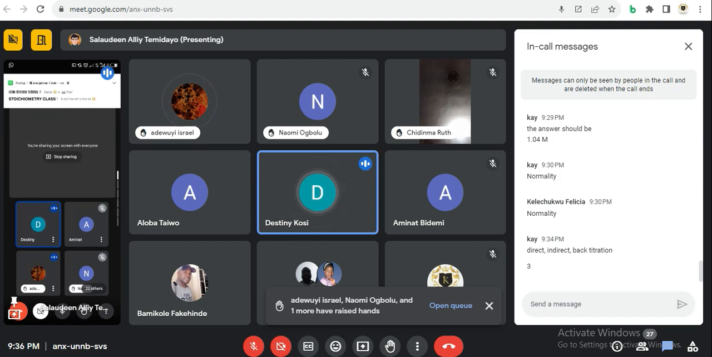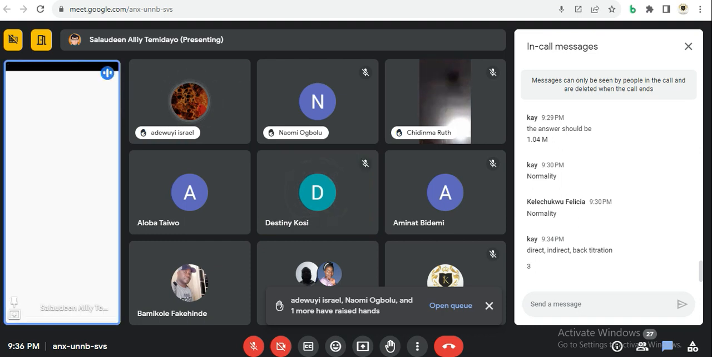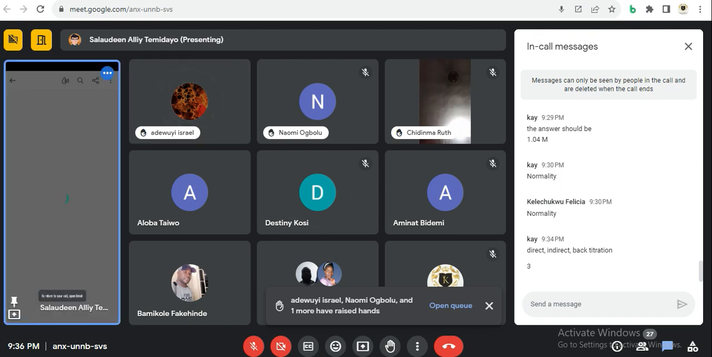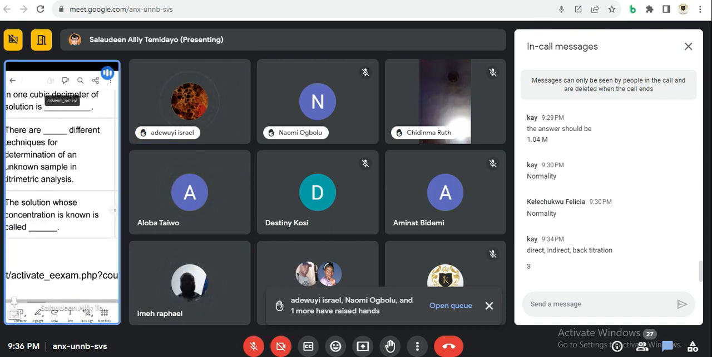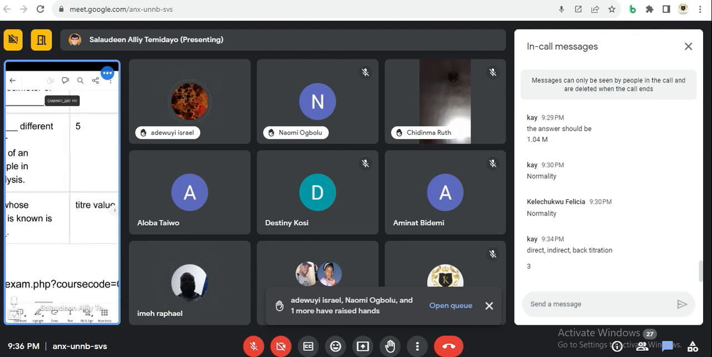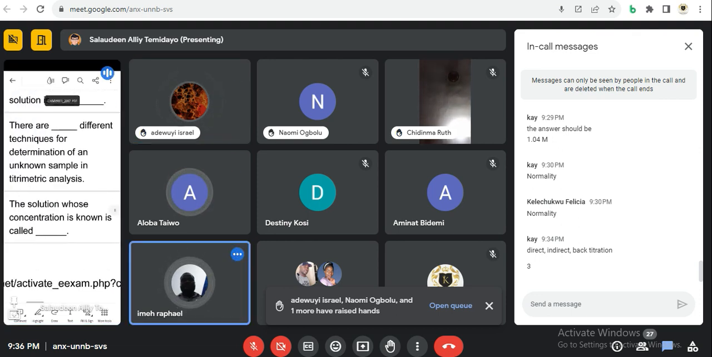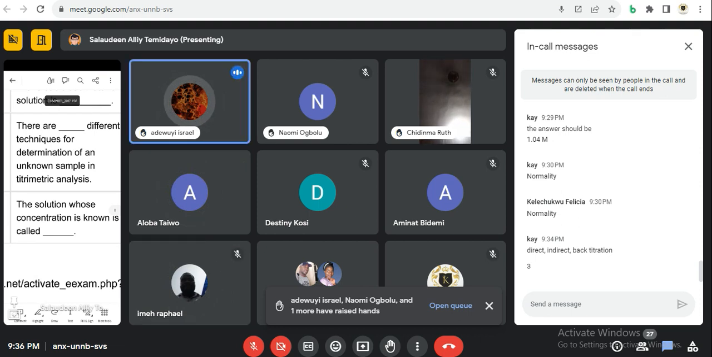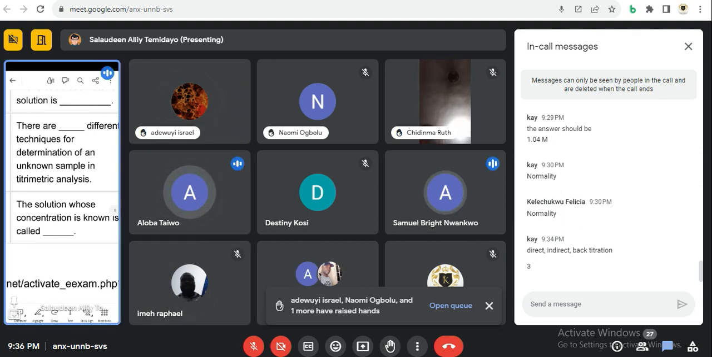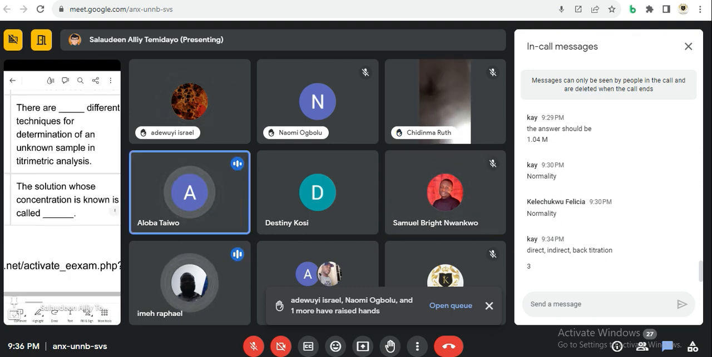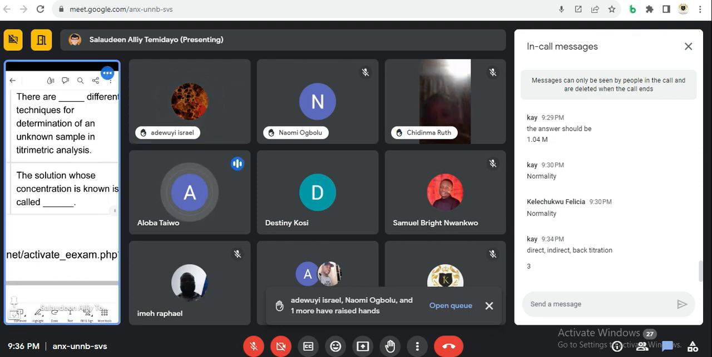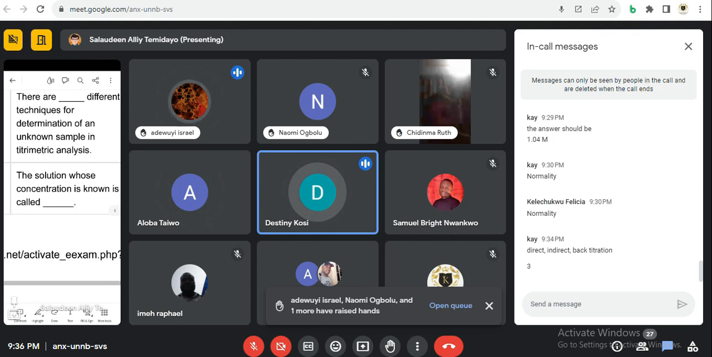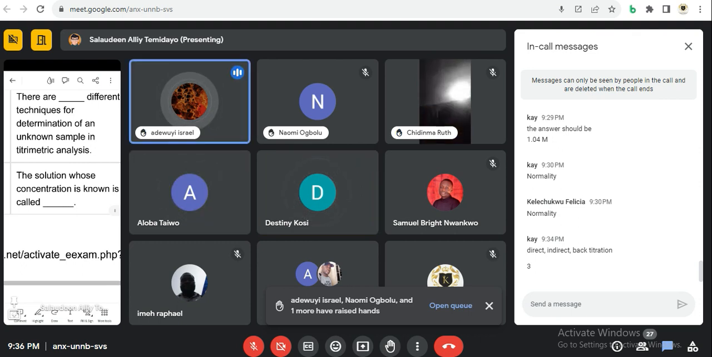Is there any question? A solution with a known concentration is known as a standard solution. But in this place, part of what I've seen, they are calling it titrant. It is also known as titrant. The answer is titrant or standard solution. It can be titrant, it can be standard solution. It's the same thing.